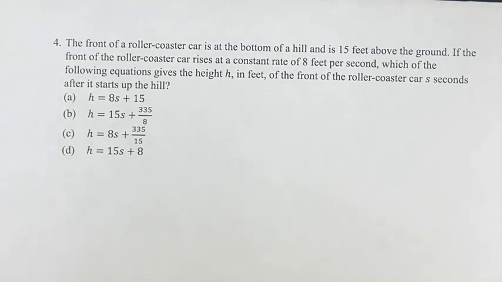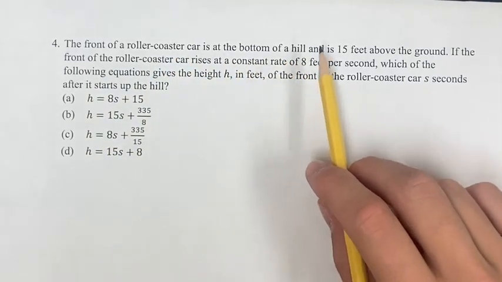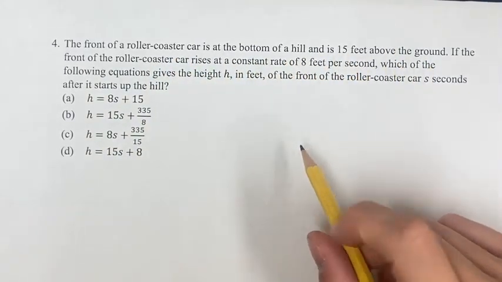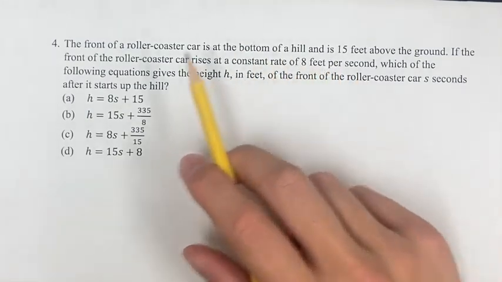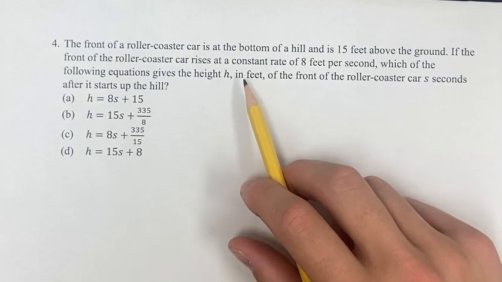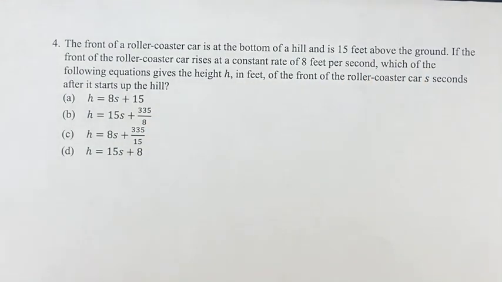In this problem, we're told that the front of a roller coaster car is at the bottom of the hill and is 15 feet above the ground. We're told that it rises at a constant rate of 8 feet per second. Which of the following equations gives the height in feet of the front of the roller coaster s seconds after it starts up the hill?